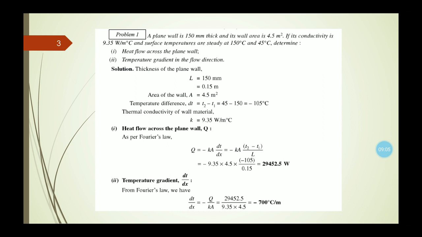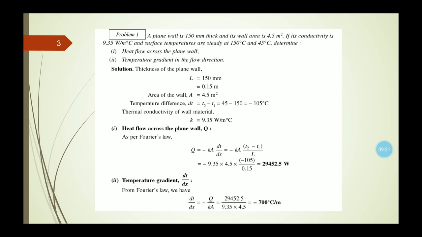And the area of the plane wall was also given in the question. The value of the area is 4.5, we have entered here, and after calculating all these values in the formula of Fourier's law, we have got the temperature gradient value as minus 700 degrees centigrade per meter.